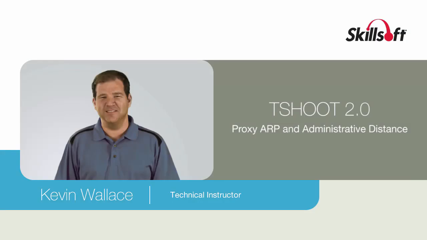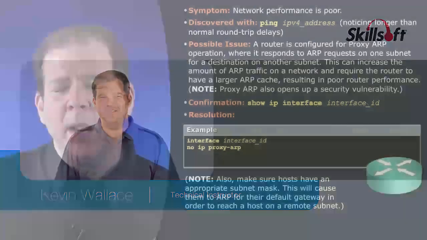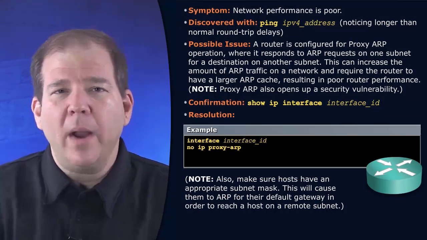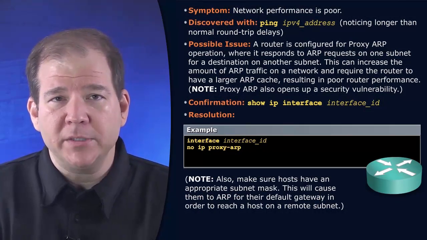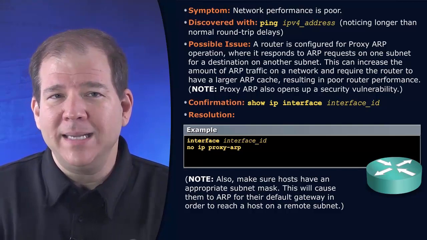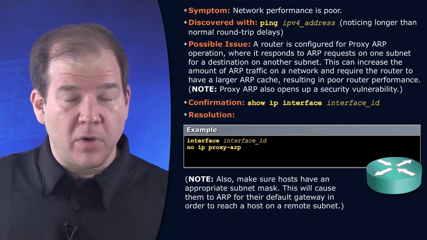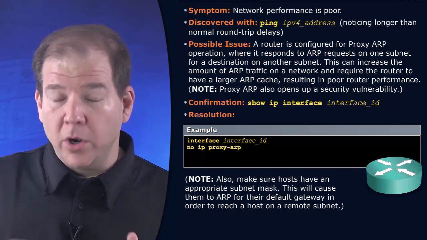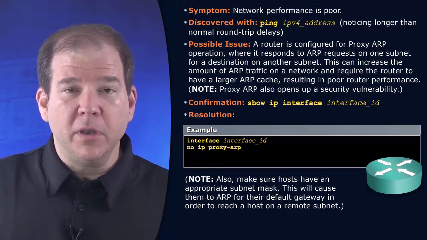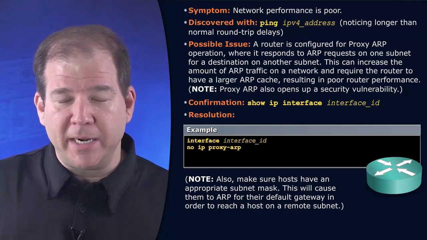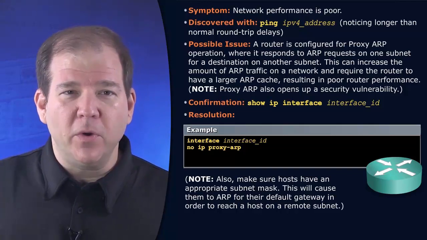Something else that could impact performance is using Proxy ARP. Proxy ARP happens when our router is responding to ARP requests on one subnet for a destination on another subnet. This could generate an excessive number of ARPs that could increase ARP traffic, hurting performance. And also, there's a known security vulnerability associated with Proxy ARP. We generally want to avoid Proxy ARP.